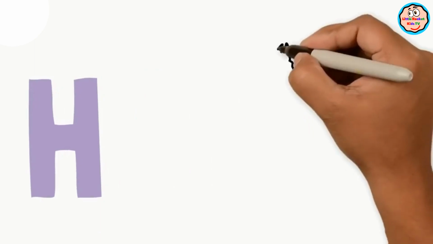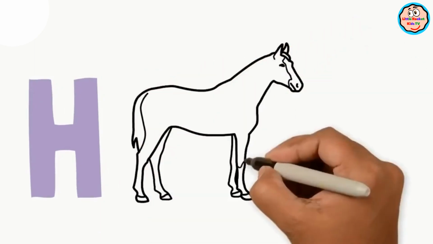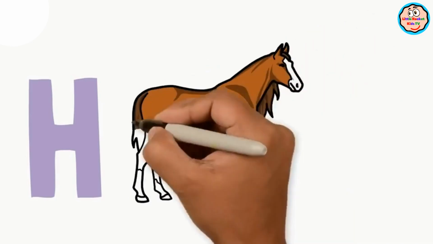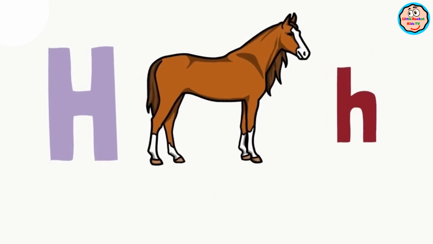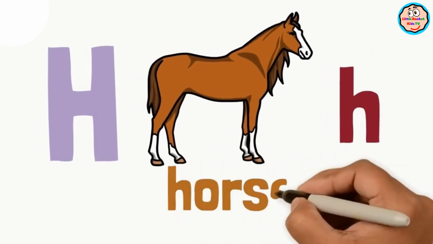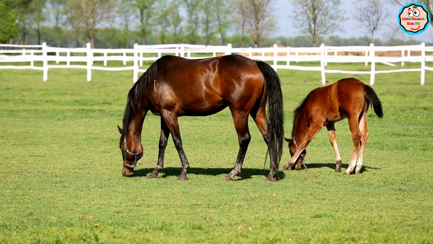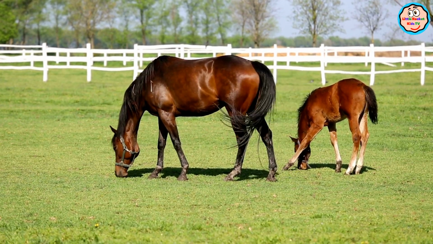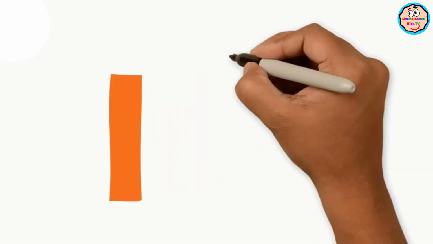H. H is for horse. H for horse. Now I know my ABCs. Say with me, horse.